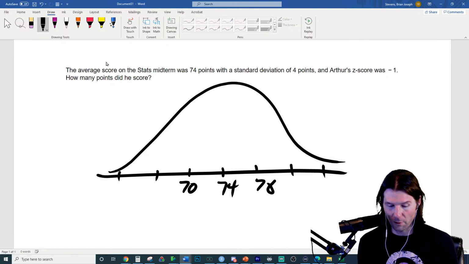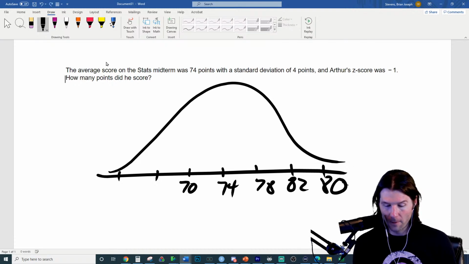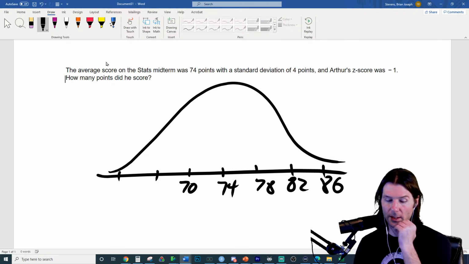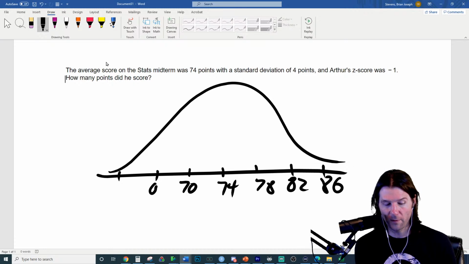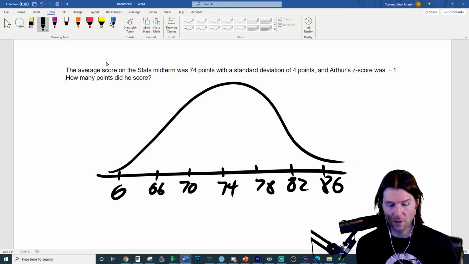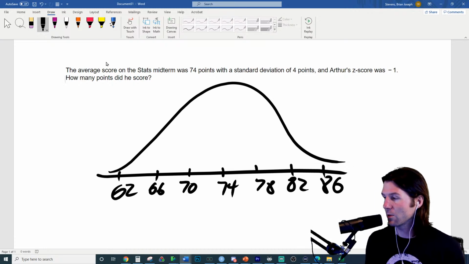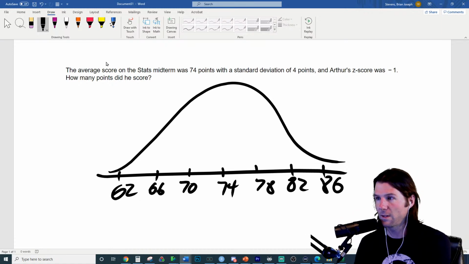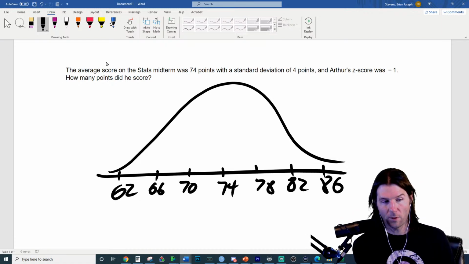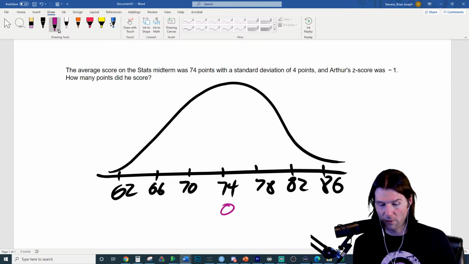This tells us what Arthur's score is. What if someone said their z-score was a 2.5? If someone said their z-score was a 2.5, what did they score on this exam? So now it's a more difficult question. You can kind of see the answer. I'll make it more obvious as we do it. But if someone said their z-score was 2.5, what did they score?